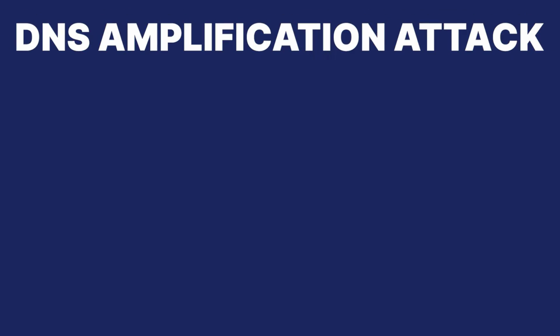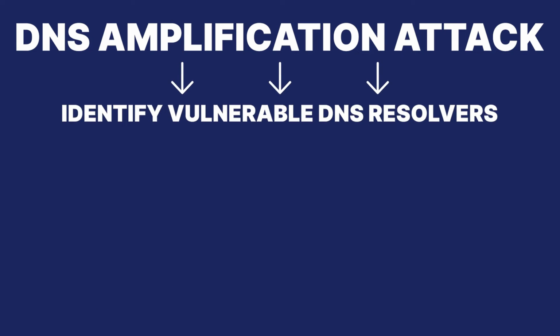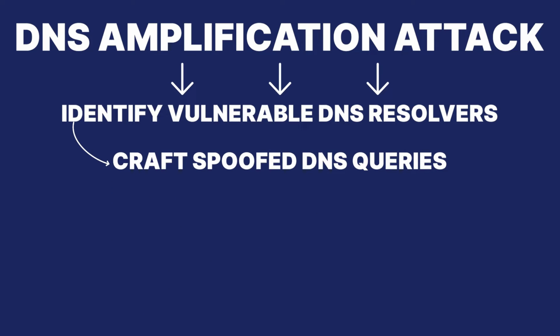A DNS amplification attack works through the following steps. The attacker finds open DNS resolvers that respond to queries from any IP address. The attacker creates DNS queries with the target's IP address spoofed as the source IP. The attacker sends these small DNS queries to the open DNS resolvers.